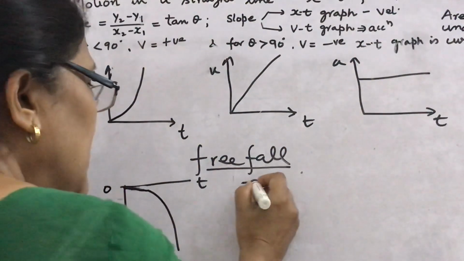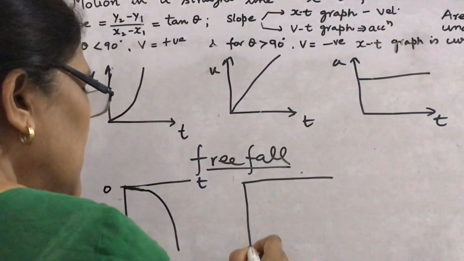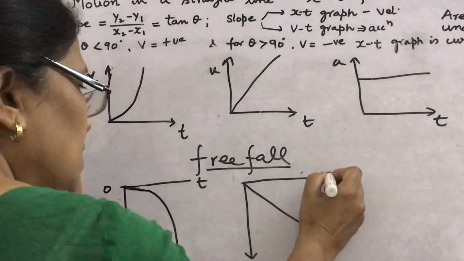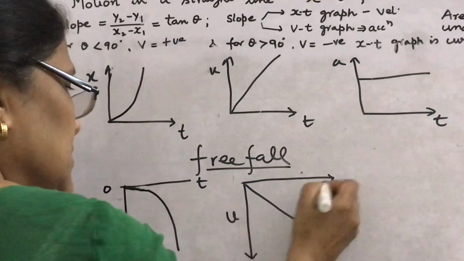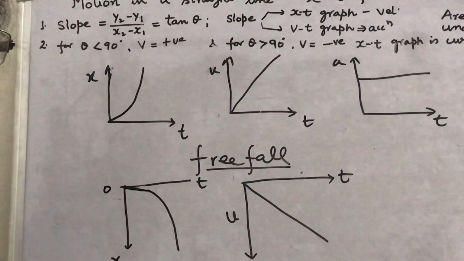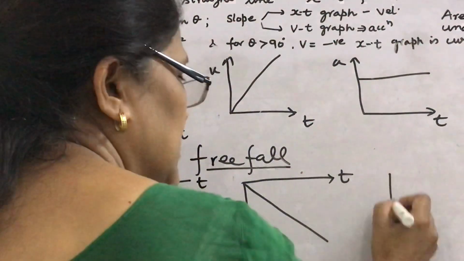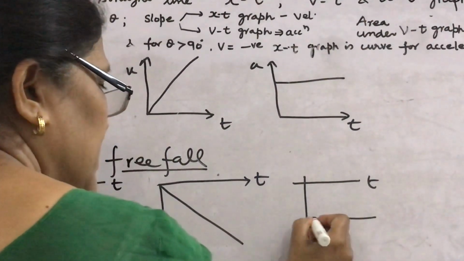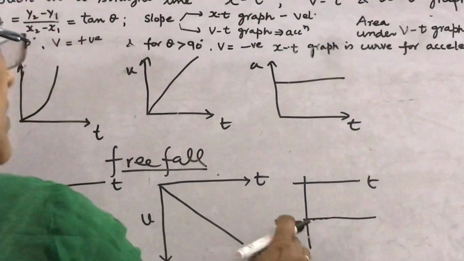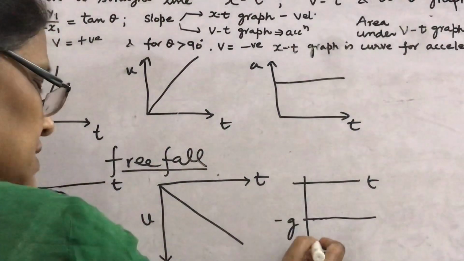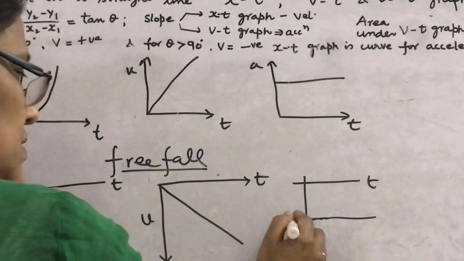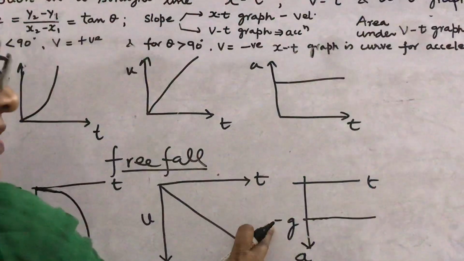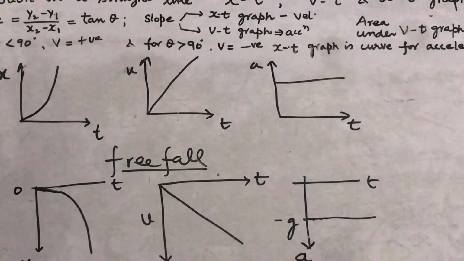What about the vt graph? The velocity is coming downward, so this is the vt graph. And what about the acceleration due to gravity? This is t, and this is the acceleration due to gravity, so this is minus g, g being 9.8 meter per second square. In the downward direction I have written minus, otherwise you can draw the graph like this.